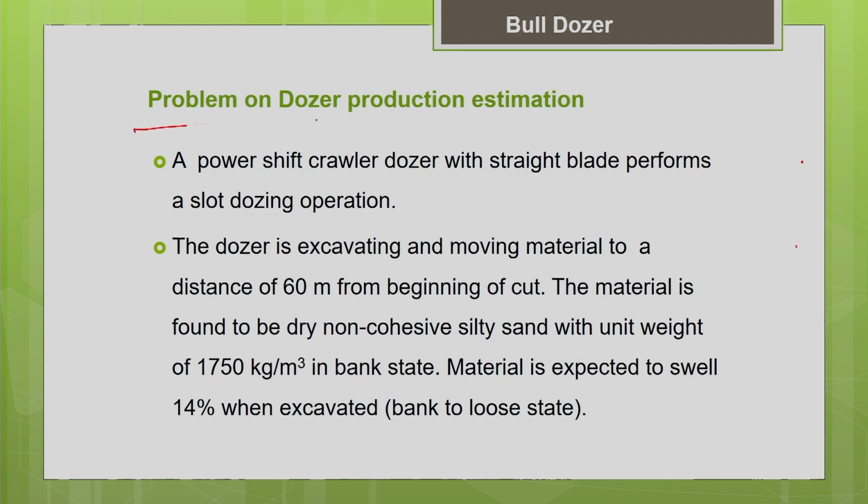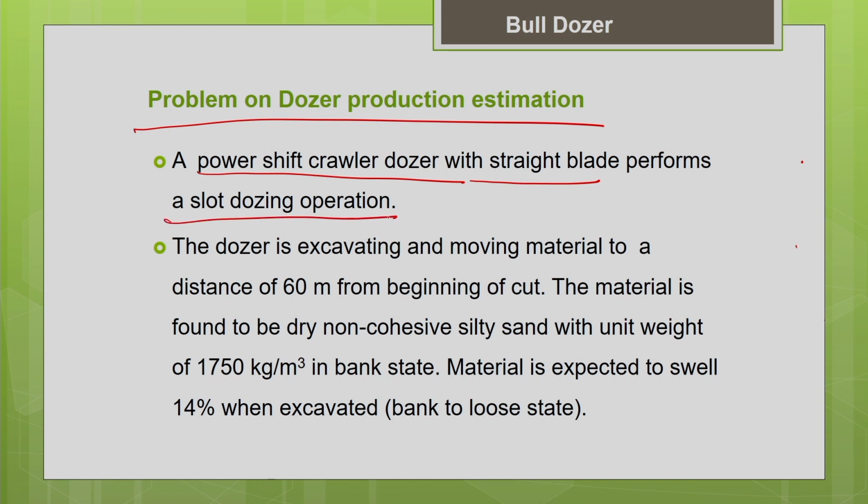So in this problem we are going to estimate the productivity of this power shift crawler dozer. Power shift means it is automatic gear change, so you can assume the maneuver time. The dozer is with a straight blade, and it performs a slot dozing operation. We adopt slot dozing so that we can reduce the end spillage and increase the productivity of the bulldozer.